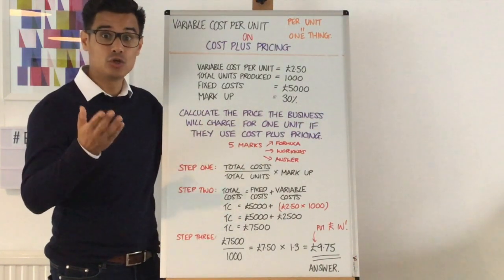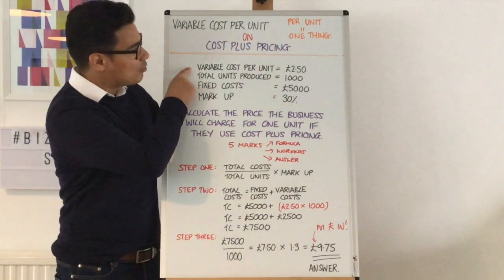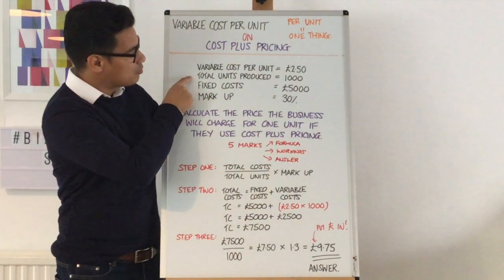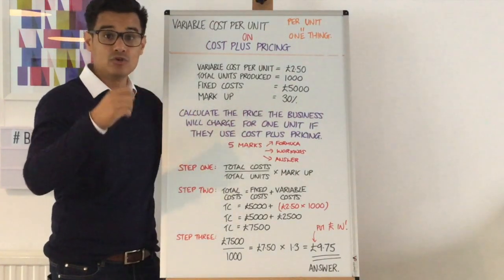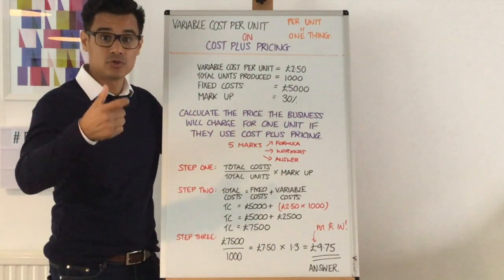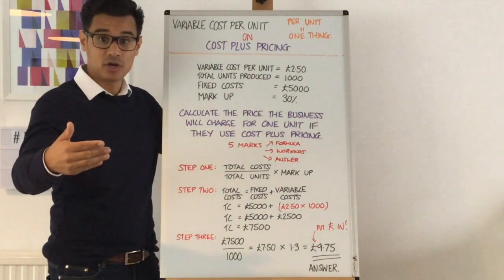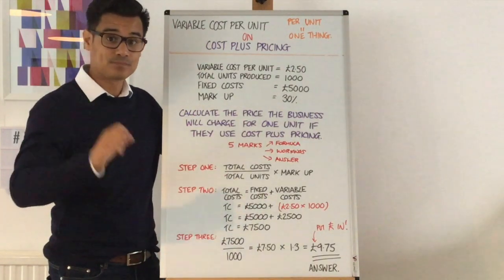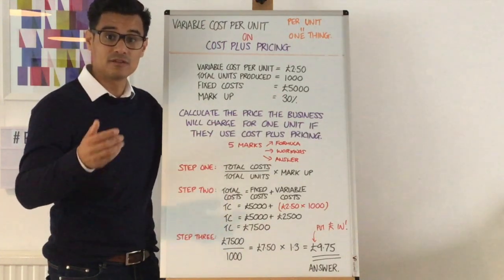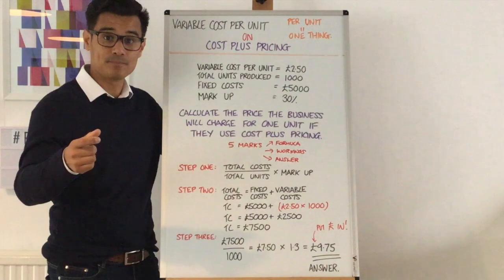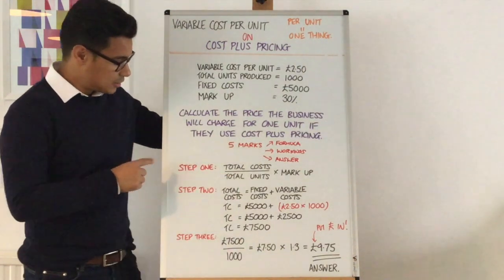And the details you could possibly be given are variable cost per unit, total units produced, fixed costs, and the markup, the amount you need to times the cost by to get to your price that you're going to charge for one unit. And the difference between the cost and the price is the profit the firm will make on each unit. This is what you need to do.